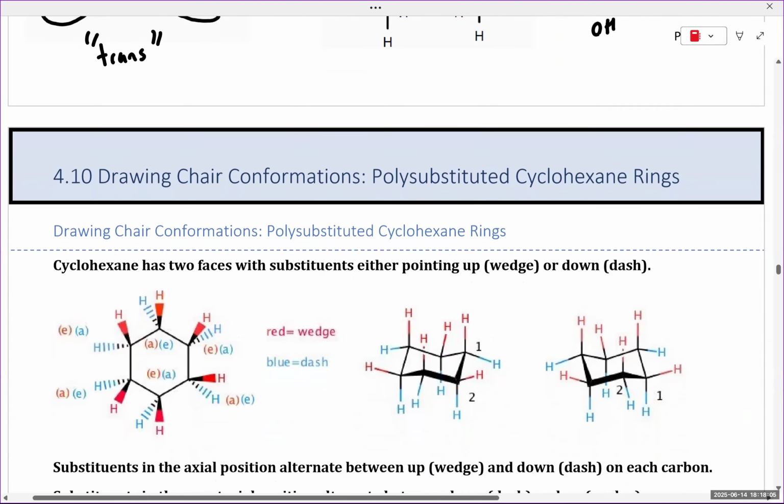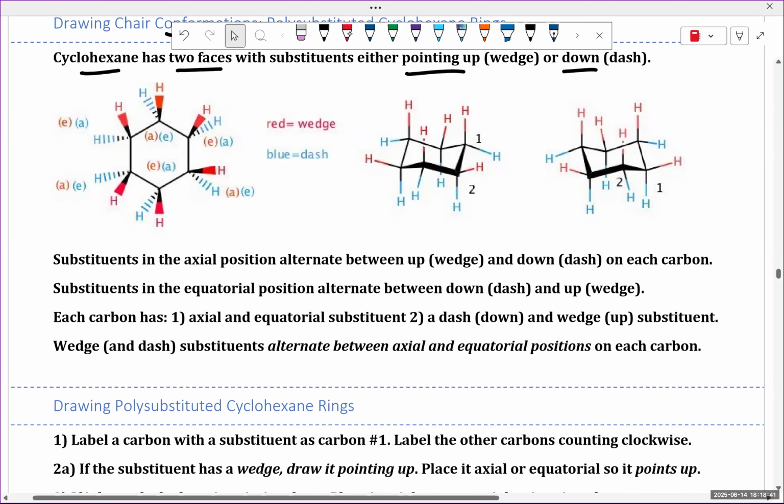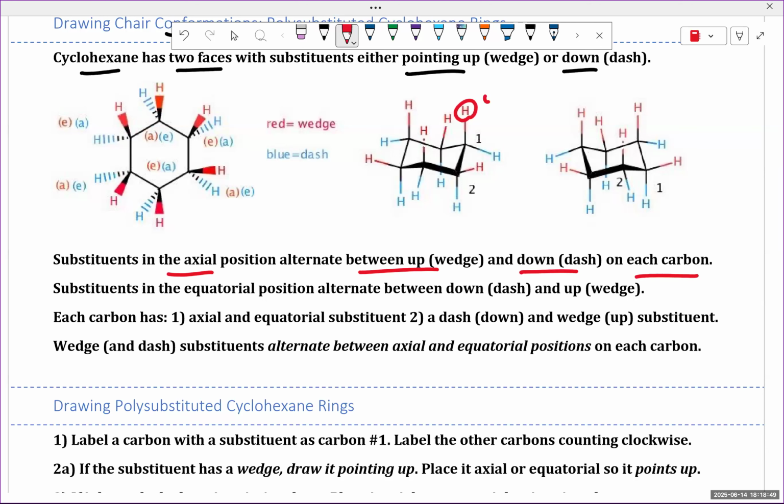Wonderful. Let's keep going now and let's talk a little bit about drawing chair conformations for polysubstituted cyclohexane rings. Cyclohexane has two faces with substituents either pointing up or down. Now, any substituent pointing up above the plane of the ring is given a wedge. Any substituent pointing down is given a dash. This is not directly related to axial and equatorial. Substituents in the axial position alternate between up and down on each carbon. As you can see, we have a hydrogen pointing up in the axial position, and then a hydrogen pointing down in the axial position.